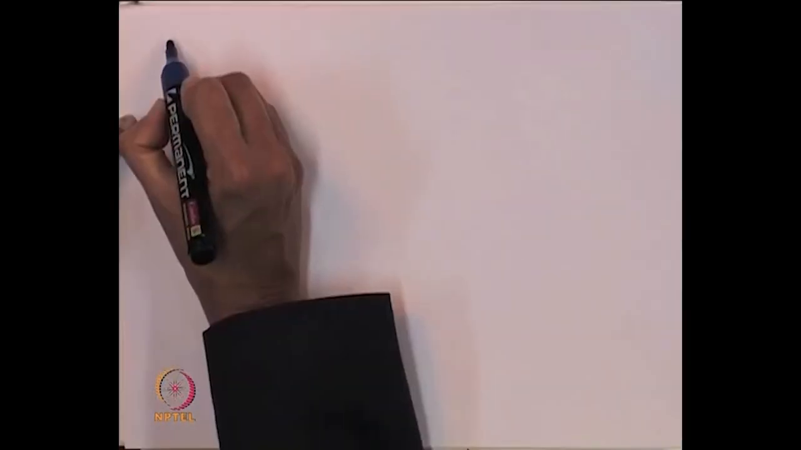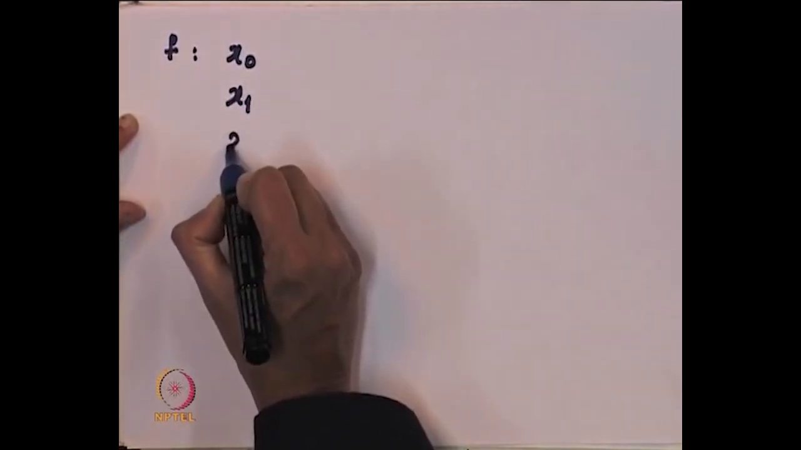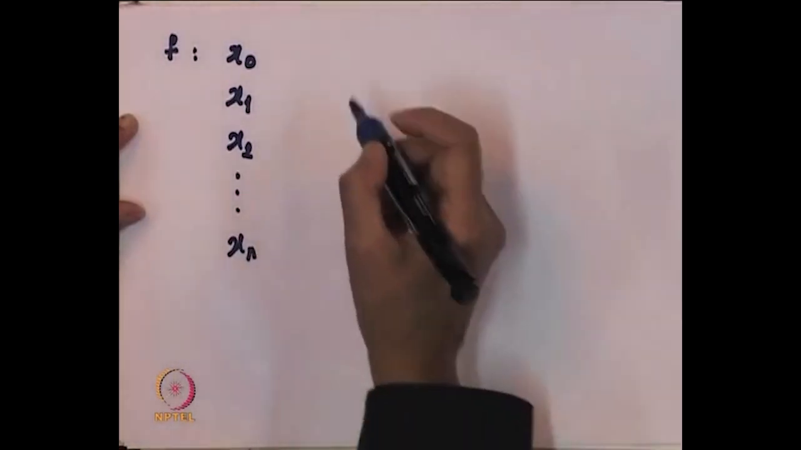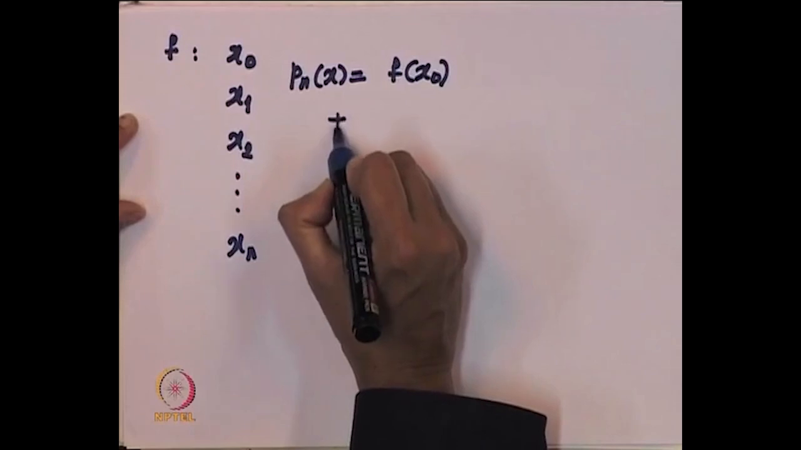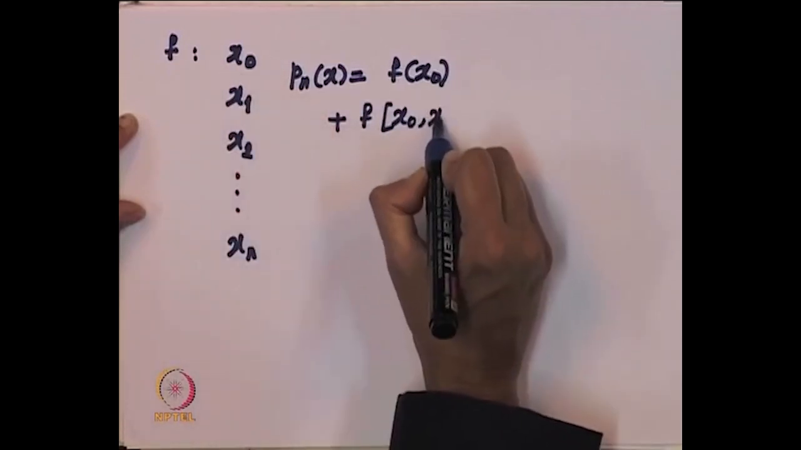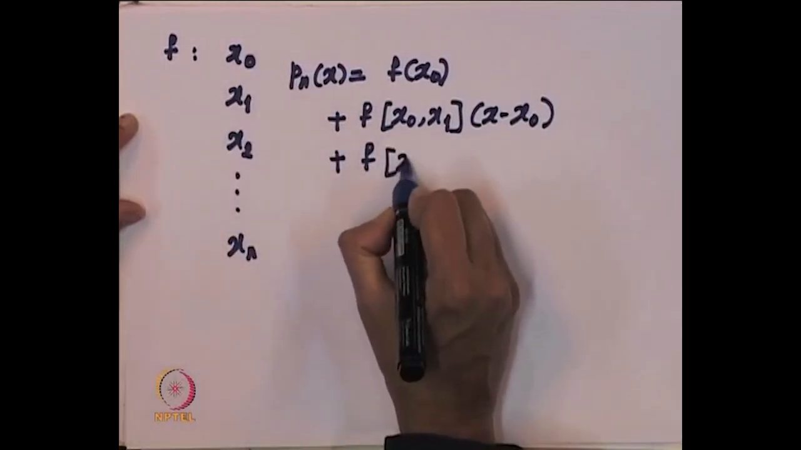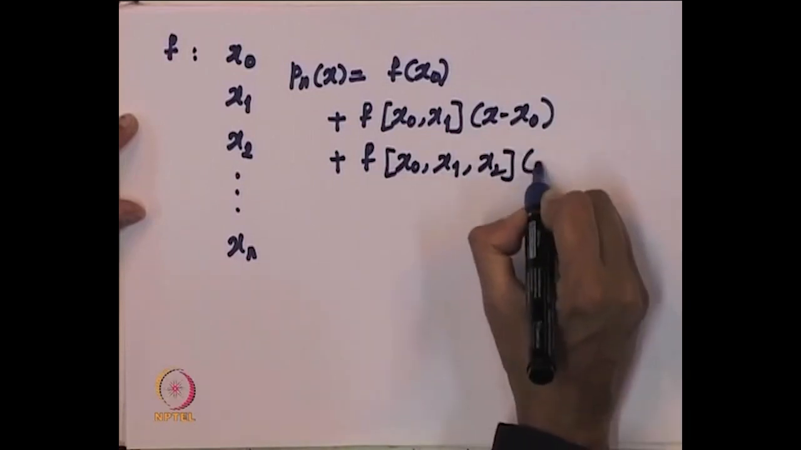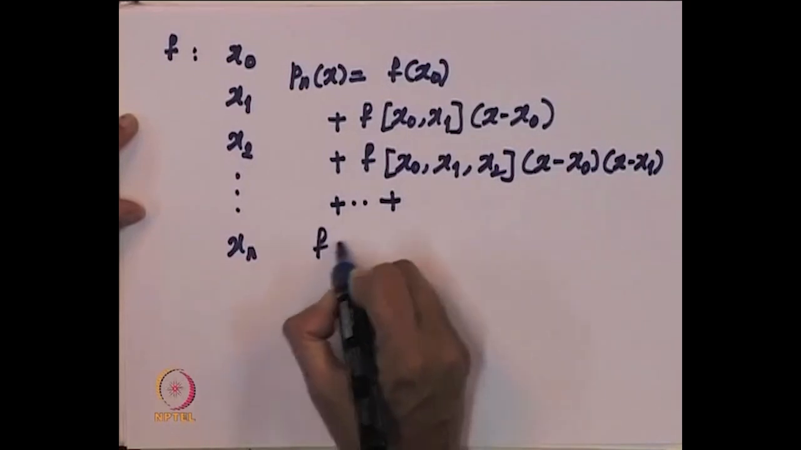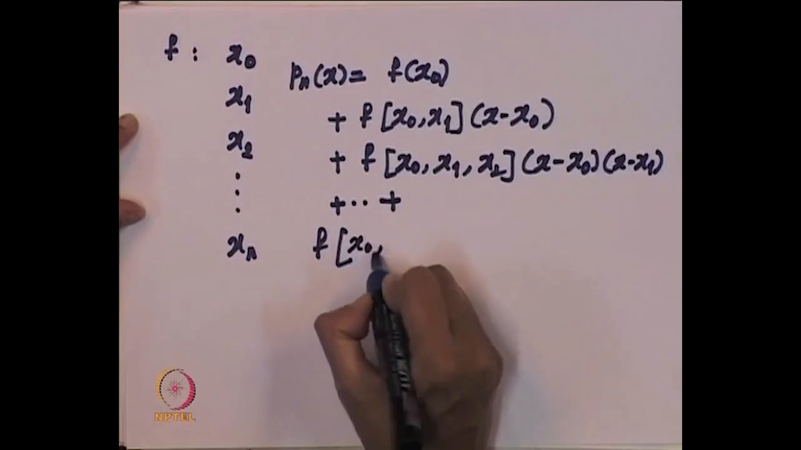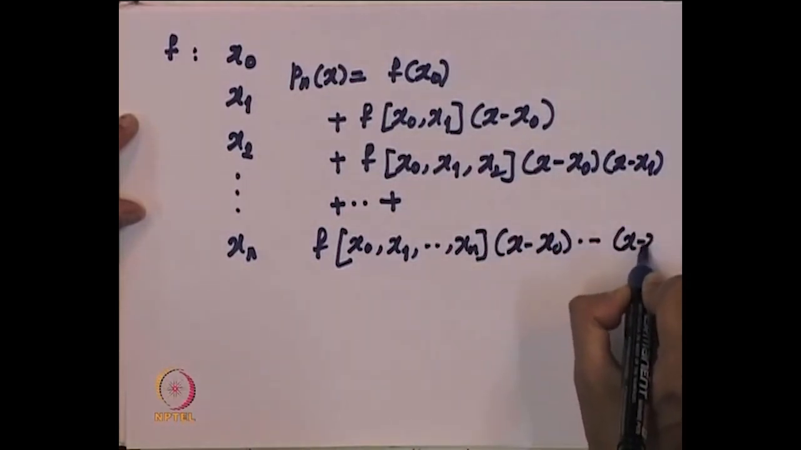What we had done was, when we looked at function f, the interpolation points we took in the order x_0, x_1, x_2 up to x_n. So, our p_n(x) was f(x_0), then the two points x_0, x_1 into (x - x_0), then x_0, x_1, x_2. So, f[x_0, x_1, x_2] into (x - x_0)(x - x_1), and the last term is the divided difference based on all these points. So, it is x_0, x_1, ..., x_n multiplied by (x - x_0) up to (x - x_{n-1}).